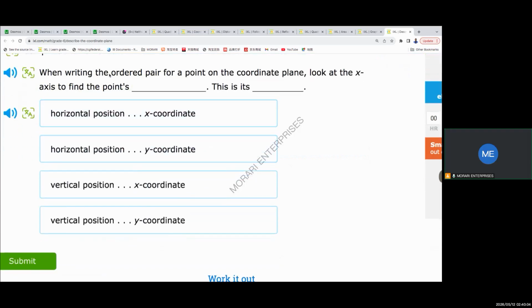Next question. When writing the ordered pair of points on the coordinate plane, look at the x-axis to find the point's horizontal position. This is its x-coordinate. So horizontal position, x-coordinate. Look at the x-axis. So we look at that x line to find the point. If we locate that point, it will be a number. That number is called the x-coordinate.